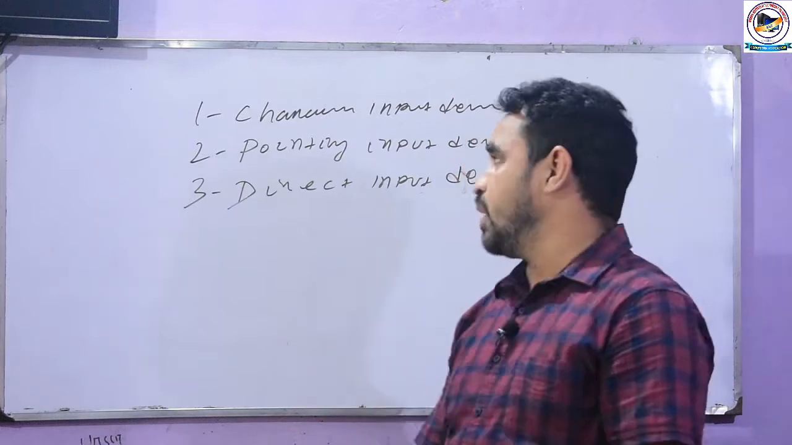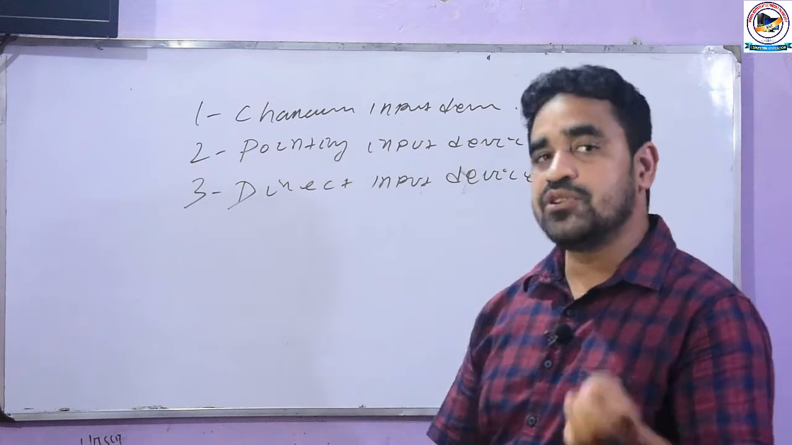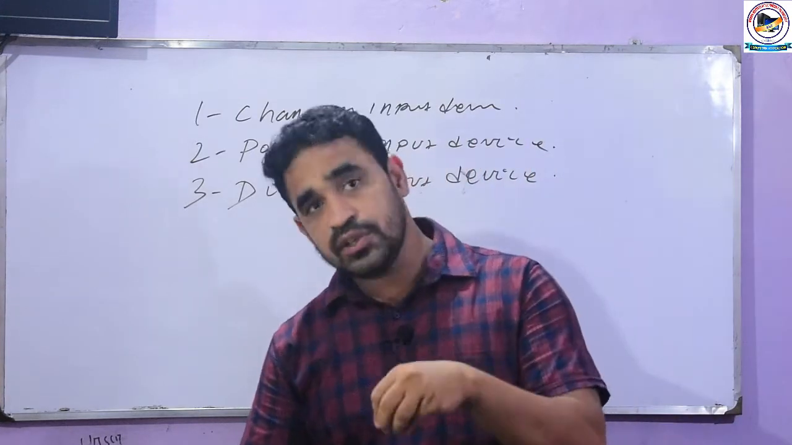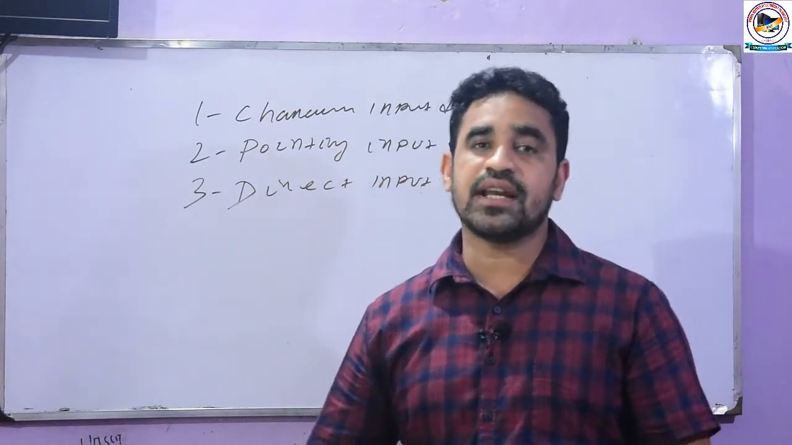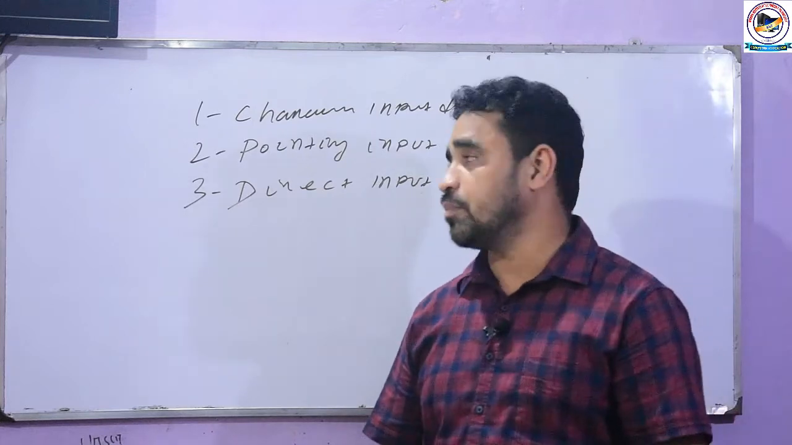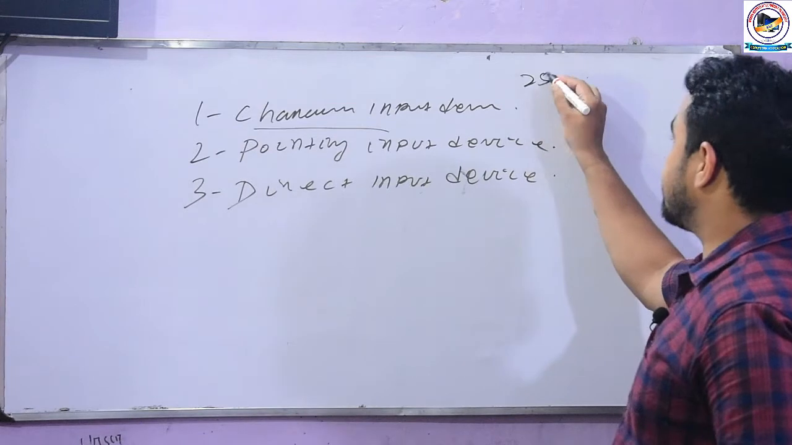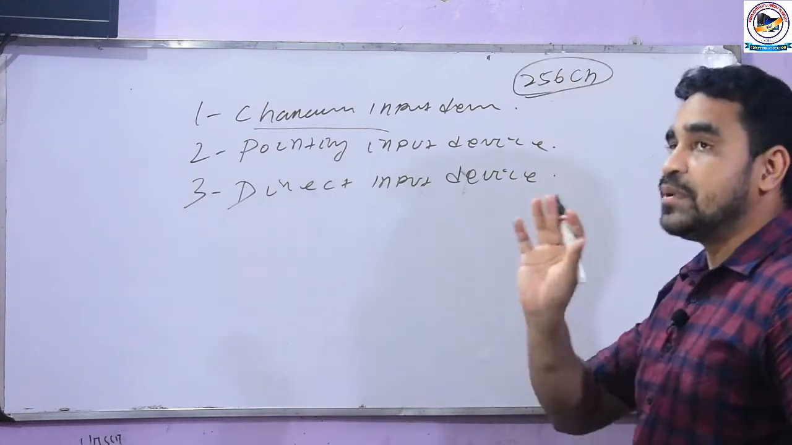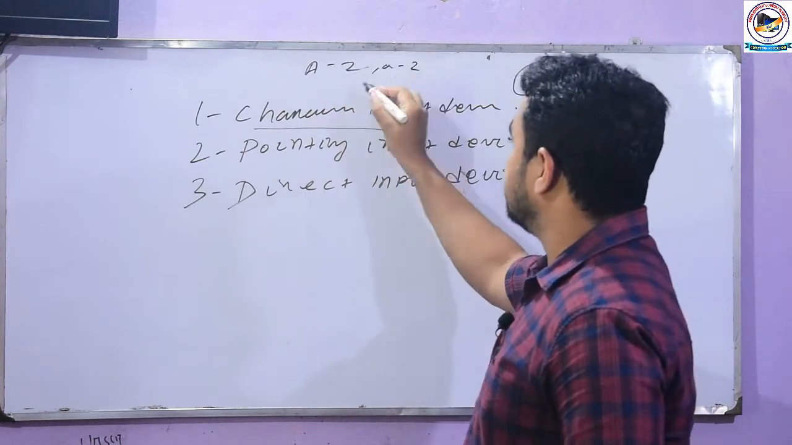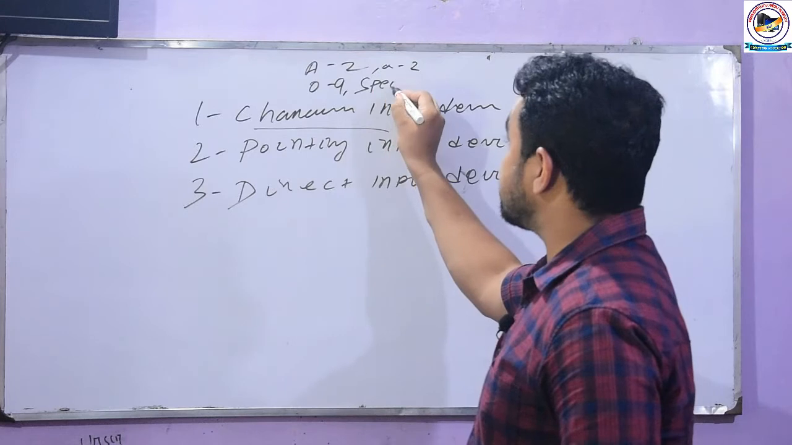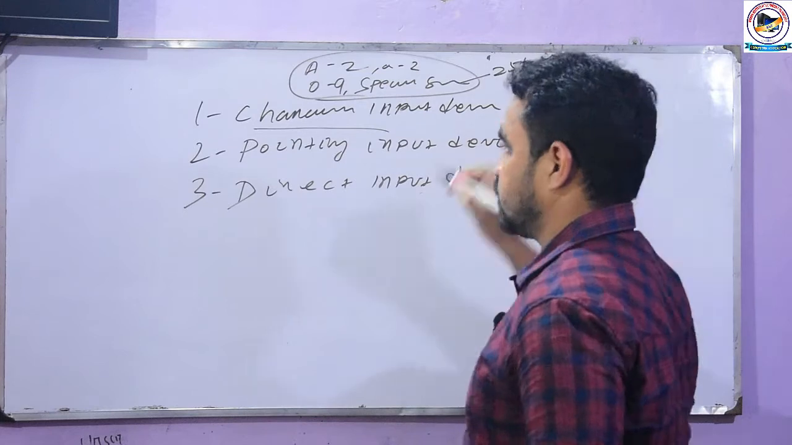First we discuss character input devices. Through the character input device we enter alphanumerical characters into our computer. For example, if you enter your name into the computer, at that time we use the keyboard to enter the alphanumerical characters into the computer. In a microcomputer we use 256 characters that include A to Z, small a to z, 0 to 9 and special symbols. These all are 256 characters.